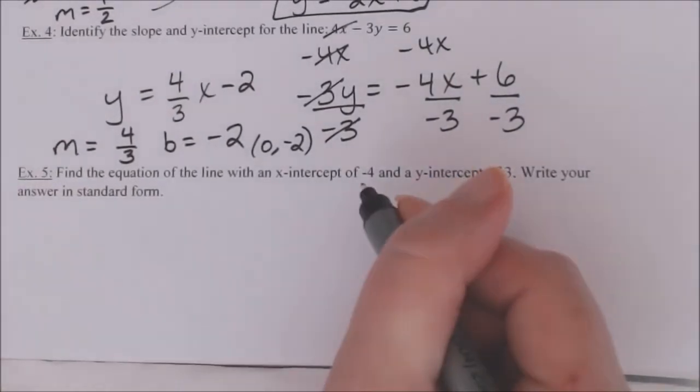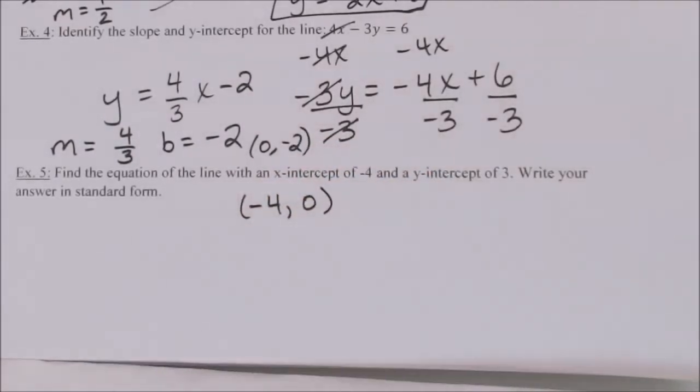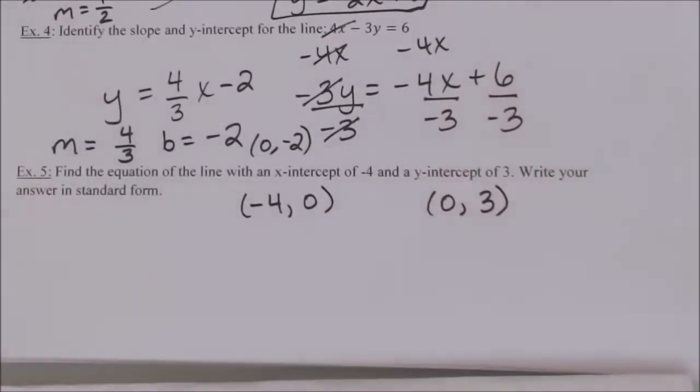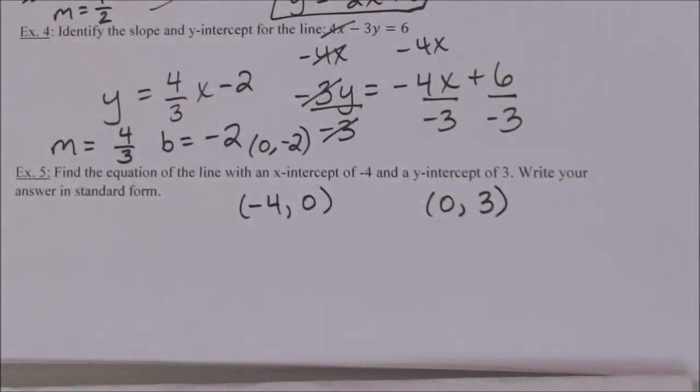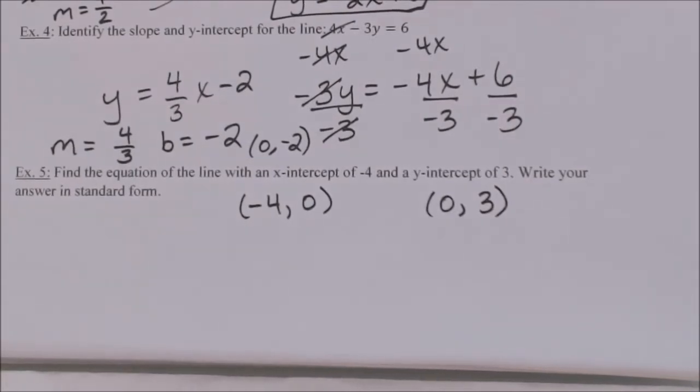So let's write those as ordered pairs. An x-intercept of negative 4 means the ordered pair would be negative 4, 0, and the y-intercept of 3 would be 0, 3. So I could have given you this question and said, here's 2 points, write the equation of the line. The process is the same. You just had to come up with the points based on what they gave you. So again, what's the first thing I need? Anytime I write the equation of the line, I need the slope.